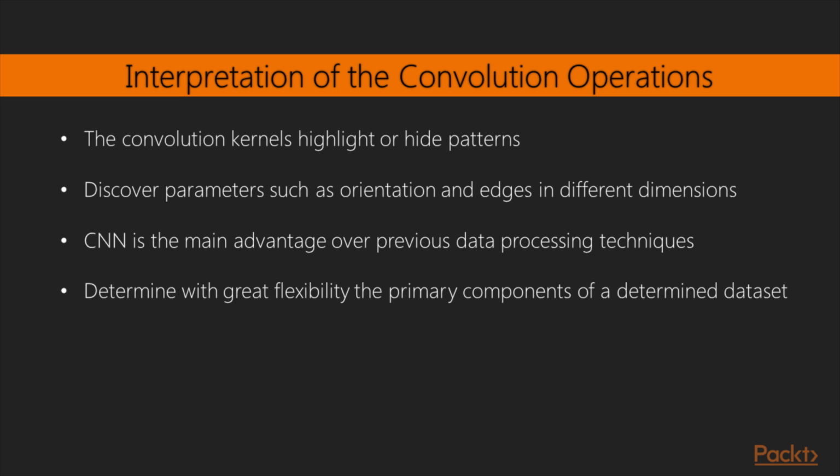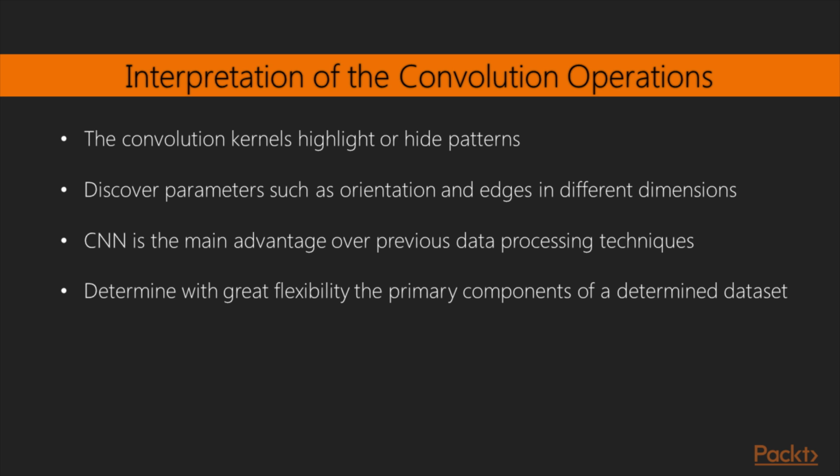Interpretation of the convolution operations. Having reviewed the main characteristics of the convolution operation for continuous and discrete fields, let's now look at the use of this operation in machine learning. The convolution kernels highlight or hide patterns. Depending on the trained parameters, we can begin to discover features such as orientation and edges in different dimensions. We may also cover some unwanted details or outliers by means such as blurring kernels.